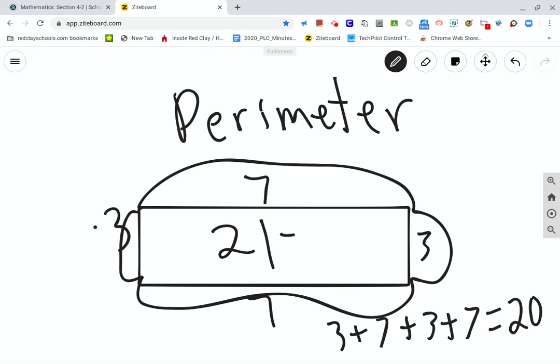So this would be 21 square units, and around would be 20 inches, or whatever unit of length you're measuring, feet. It just depends. So that is the difference between area and perimeter.